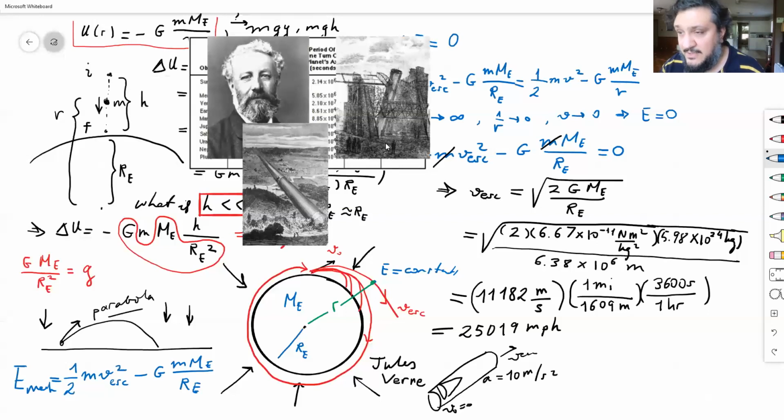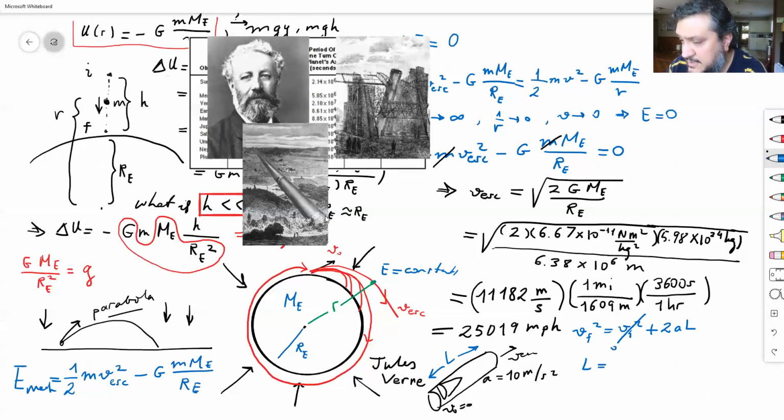Can it be done with a cannon like this? I don't know how long this is, but let's find that. So let's call it L, the length of this cannon. How do we do that? Let's use the kinematics equations. V final squared is equal to V initial squared, or V0 squared, plus 2a, acceleration times the displacement, delta x, or L in this case. V0 is 0, initially at rest, so a is 10.